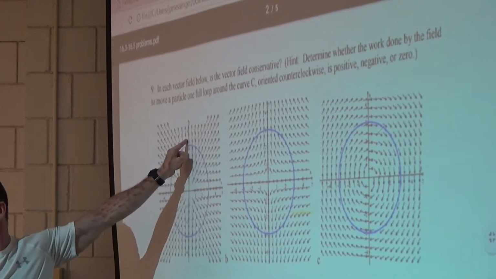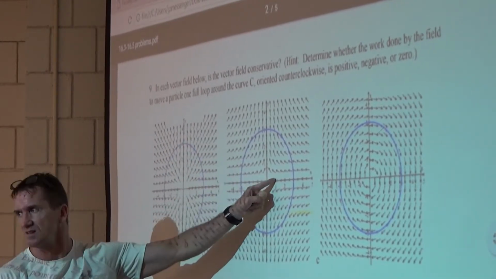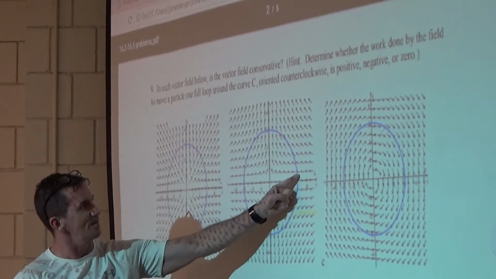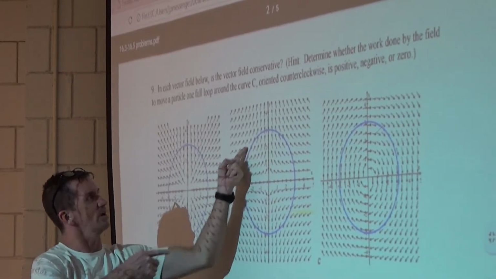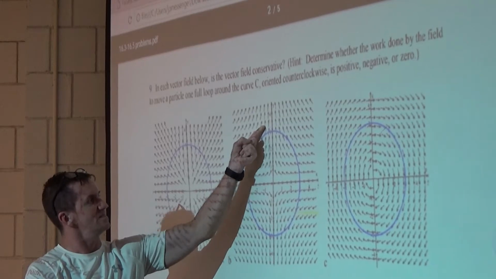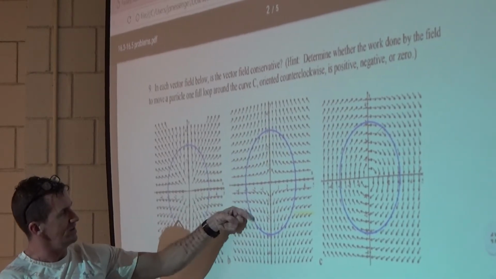And it is. How about this one though? Let's just start right here. Looks like this is going in the same direction. Now these are going what? Opposite. Against it. These are going with it.